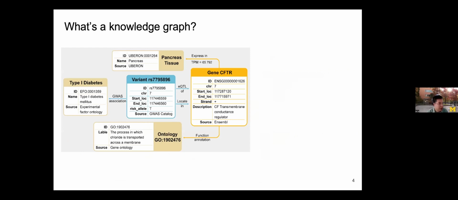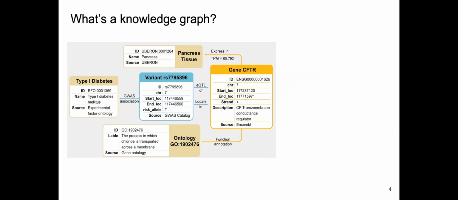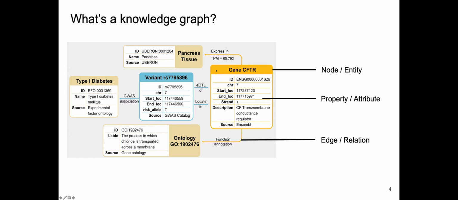So now I will describe what a knowledge graph is. A knowledge graph essentially consists of nodes and edges, used this way to describe a knowledge network. Here we have 5 nodes: a variant, type 1 diabetes, a gene, pancreatic tissue, and an ontology term. Properties can be associated with either nodes or edges. And we also have edges that usually describe a relation. So this is really a simple and explicit way of describing relationships among the entities.